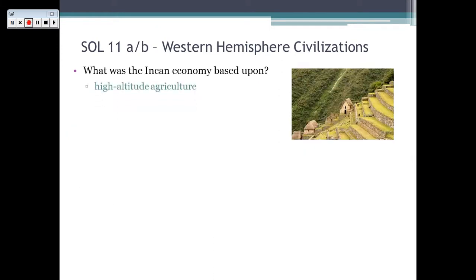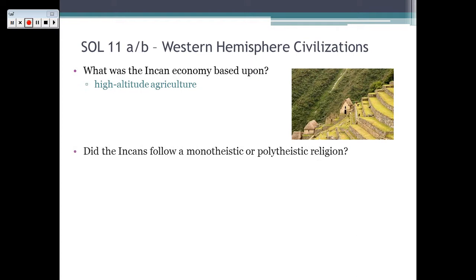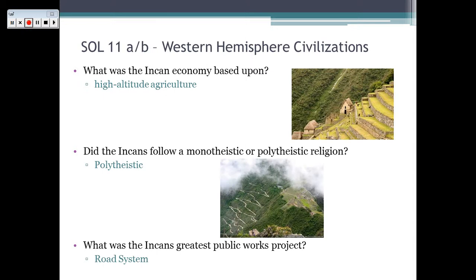The Incan economy was based on high-altitude agriculture, and to get their high-altitude agriculture, remember the Incans had to cut terraces into the side of mountains. Alright, so keep in mind with other cultures we've talked about not being able to grow food successfully in high altitude or on the sides of mountains. The Incans solved this problem by cutting terraces. The Incans follow a polytheistic religion, and the Incans' greatest public works project was their road system that spans the Andes Mountains.